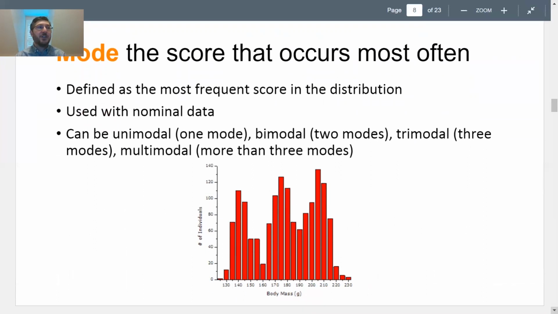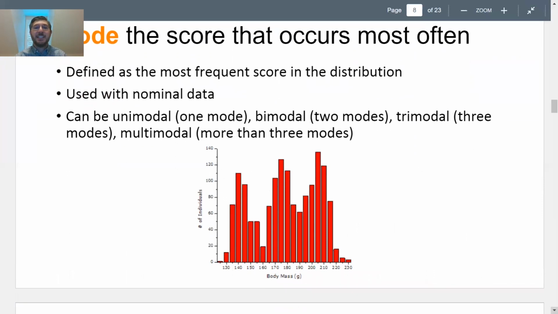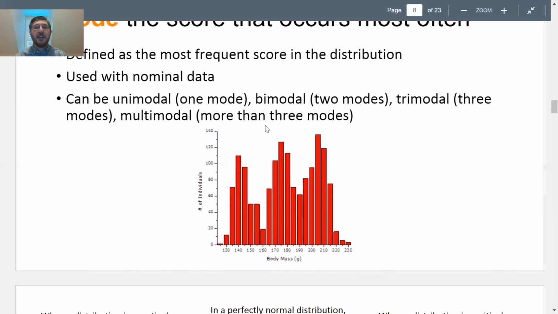Okay, the mode is the score that occurs most often. The mode is often used with nominal data. What's the most frequent score? Which score occurred most frequently? If you graph these data in like a histogram, like here, you can also think of the mode as like the hump in the graph. This graph right here, we may say is trimodal. Looks like there's 3 peaks in the distribution.